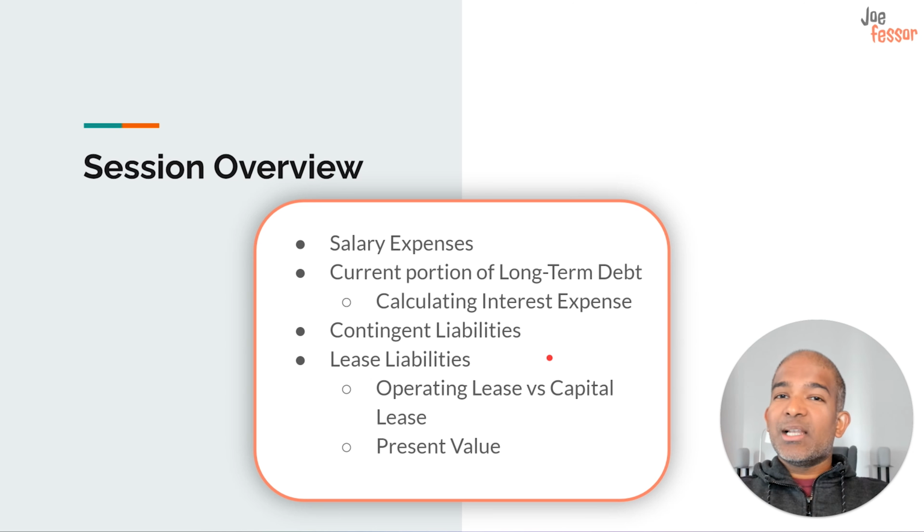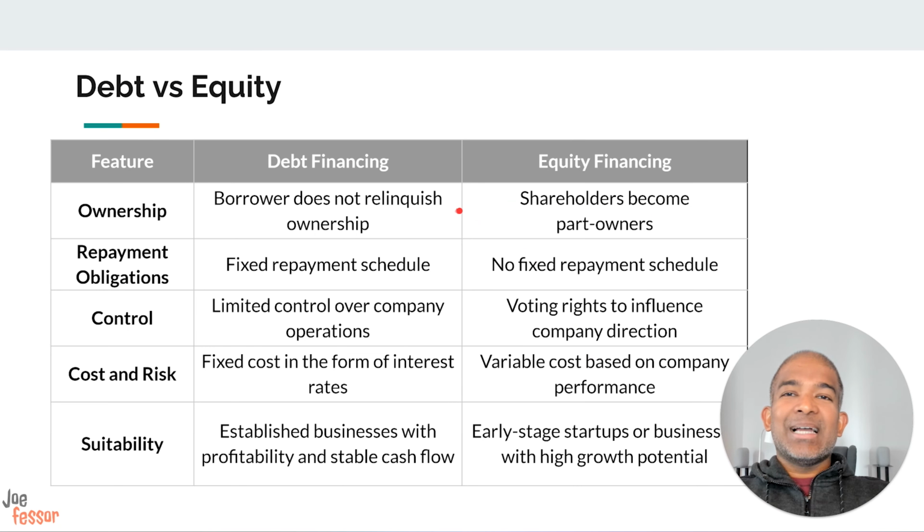Next, we'll examine contingent liabilities, those that are potential obligations dependent on future events, and how accounting standards dictate their treatment. Finally, we'll also touch on lease liabilities, distinguishing between operating leases and capital leases, and we'll discuss their accounting treatment. Here, we'll introduce the concept of present value and discuss its vital role in determining the true value of liabilities over time. Before we delve into the specific types of liabilities, let's clarify a fundamental distinction within how companies acquire capital: debt financing versus equity financing.